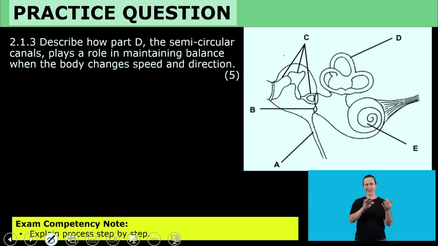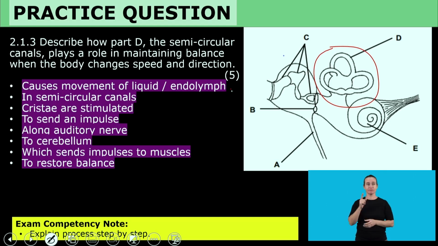2.1.3. Describe how part D, the semicircular canal, plays a role in maintaining balance when the body changes speed and direction. We are looking again at part D, the semicircular canals. So the movement of liquid or endolymph is influenced in the semicircular canals. Christi are stimulated to send an impulse along the auditory nerve to the cerebellum, which sends impulses to the muscles to restore balance. You see how fleshy the answer is. Give us all the information whenever this question is asked so that you maximize your marks.